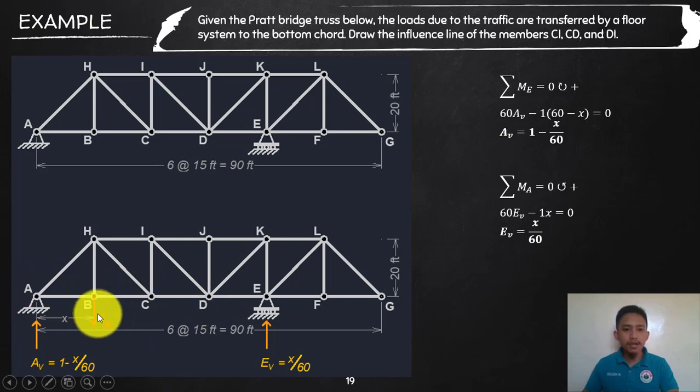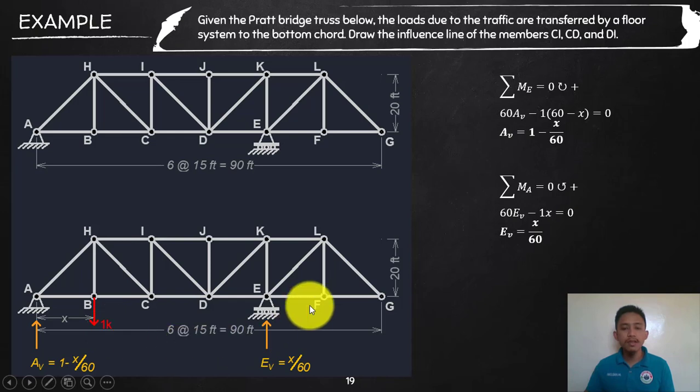But this time, our application of load will be moving from joint to joint, since this is a truss. That is the assumption of the load application. However, the actual load is moving within the span. But due to the floor system, it will act as a transferred load from joint to joint. So let's say the unit load is here, and then we will have a distance x, since that is moving.